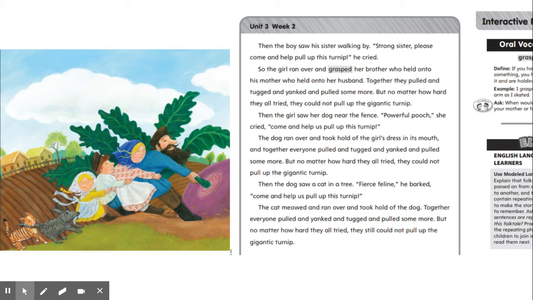You think they got it up? They have so many people helping now. Oh, but no matter how hard they all tried, they still could not pull up the gigantic turnip.